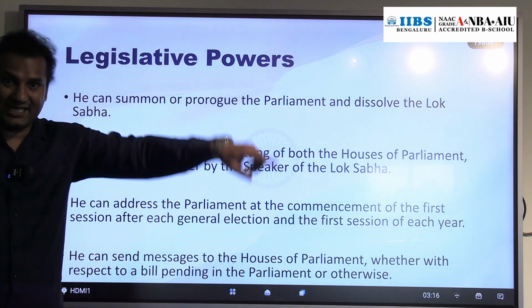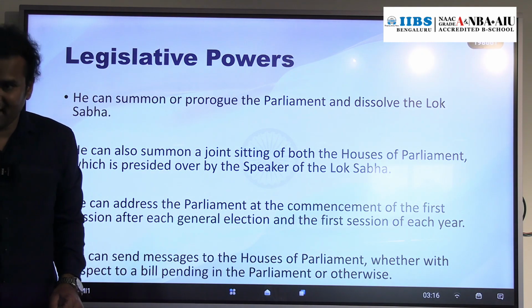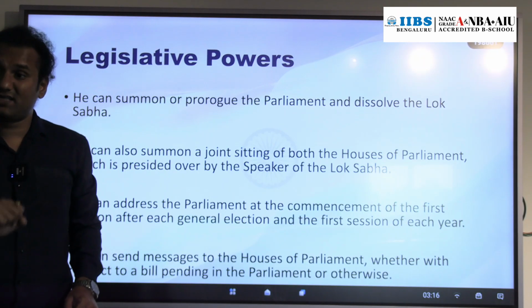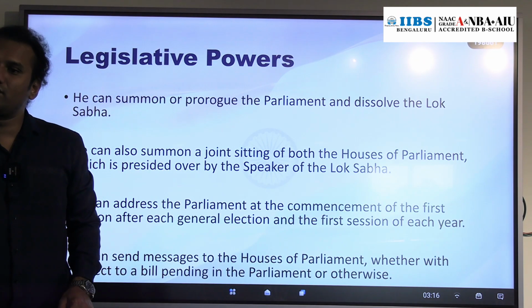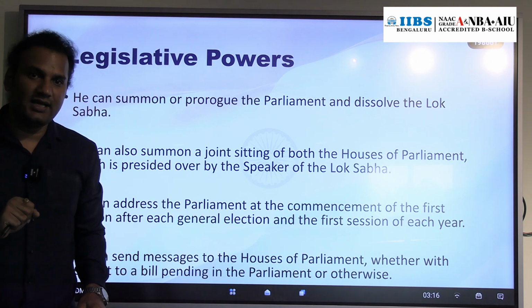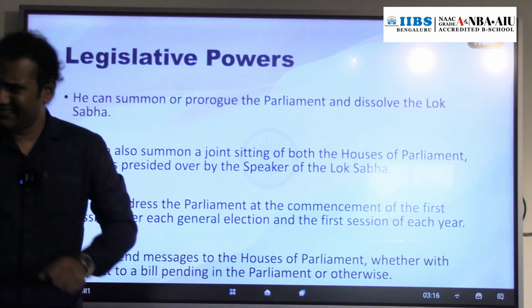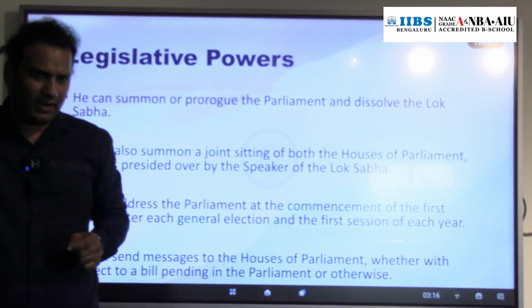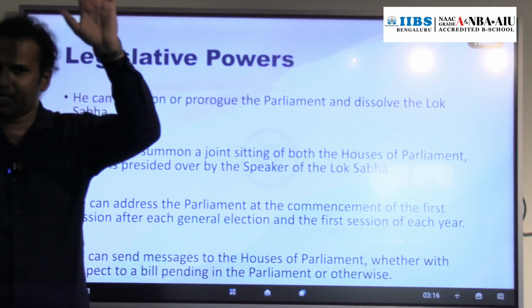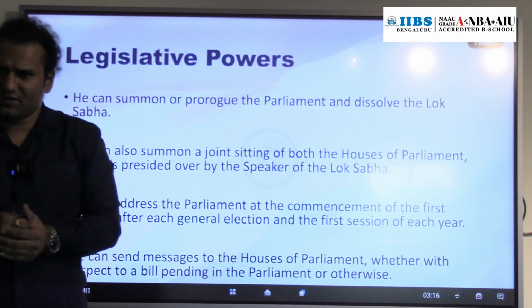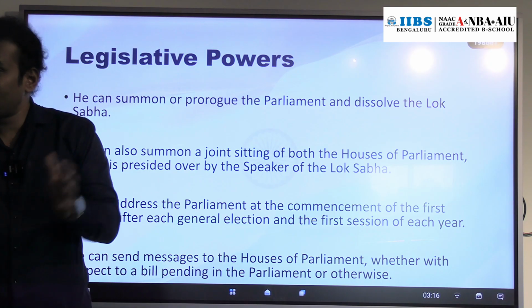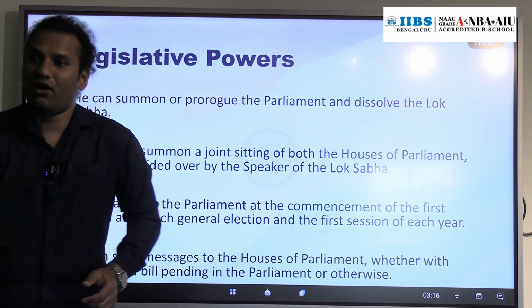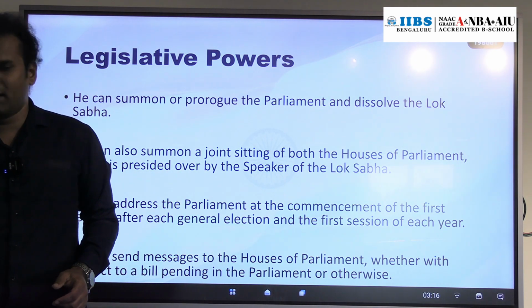Now, who will summon the joint sitting of Parliament? The President. But a session is there, so someone has to preside over it. Who will preside over the joint session? Speaker of Lok Sabha. In normal time, in the Lok Sabha we have a Speaker, and in Rajya Sabha we have a Chairman of Rajya Sabha, who preside over their sessions. But who will call the joint session? President. Who will preside over it? Speaker of Lok Sabha. Remember, this is a very, very important point.